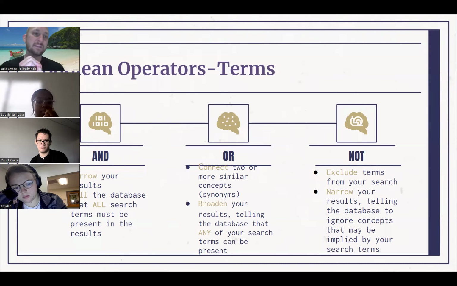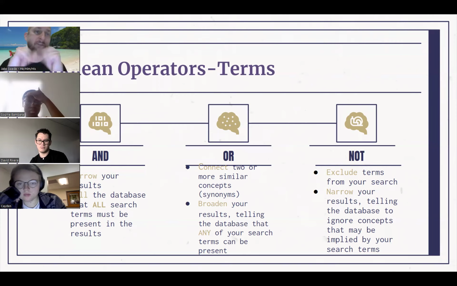So you might say two terms like climate change and global warming. It's possible that academics, articles, whatever, could be using either of those, but possibly not both of them. But all the articles that have either one of them, we want those results, right? So we would use OR.